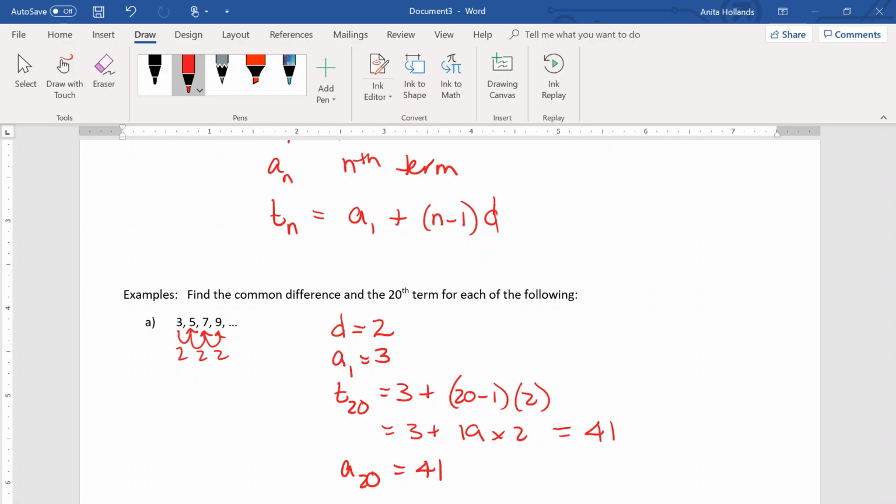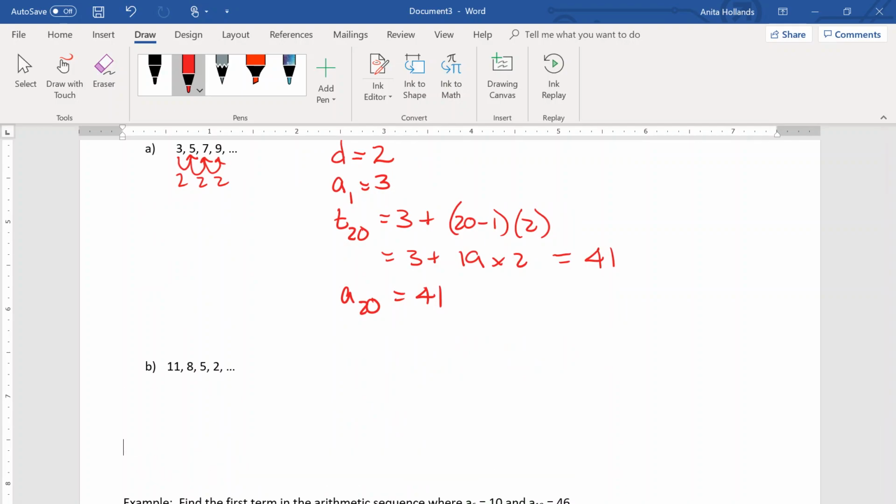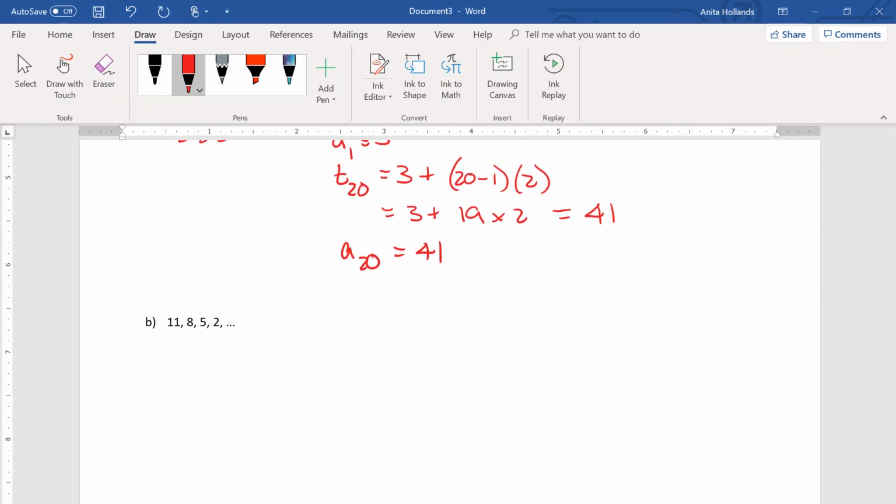Let's look at another example here. In this next example, our first term is 11, so I'm going to write that here. a sub 1 is equal to 11. But notice to get to our second term, we had to subtract 3. Similarly, to go from our second term to third term, we're subtracting 3. So our value for d, our common difference, is negative 3.